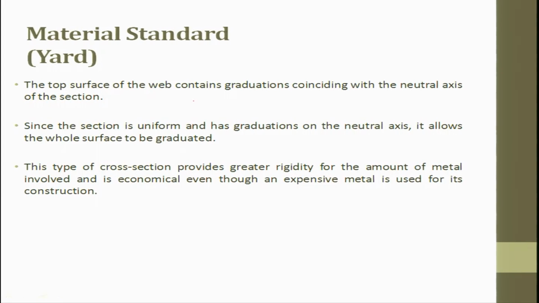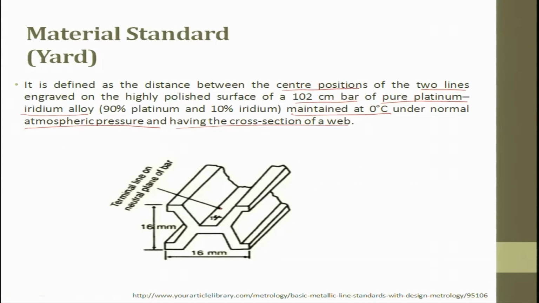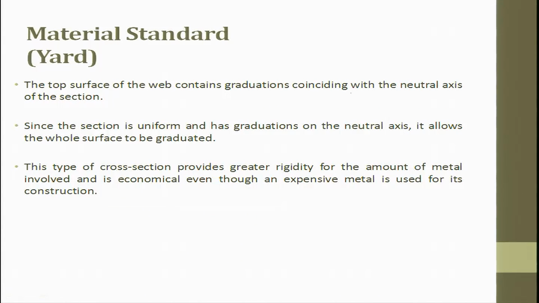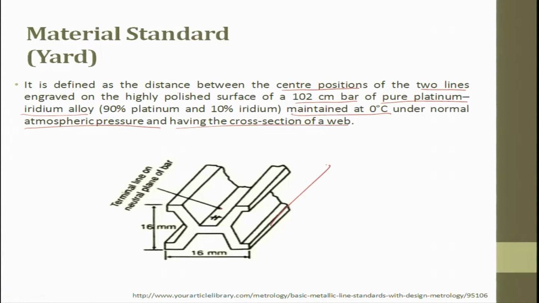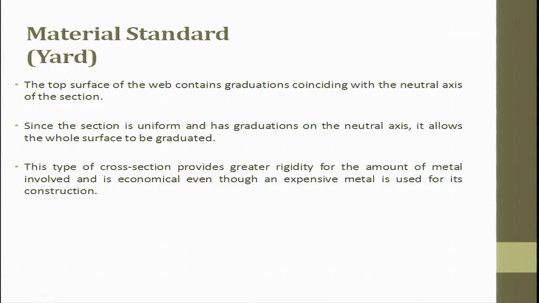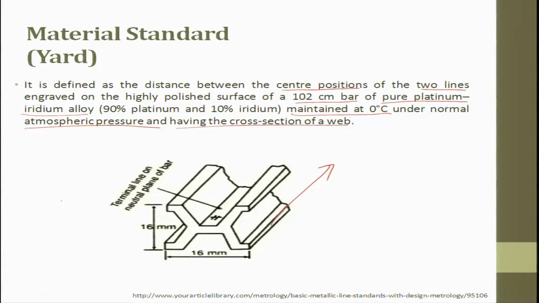The top surface of the web contains the graduation coinciding with the neutral axis of the cross section. The cross section is uniform all through this length and has graduation on the neutral axis. It allows the whole surface to be graduated. The type of the cross section provides greater rigidity for the amount of material involved and is economical, even though expensive metal is used for this construction. So, this platinum iridium is very expensive. This composition again is chosen such that it avoids expansion.